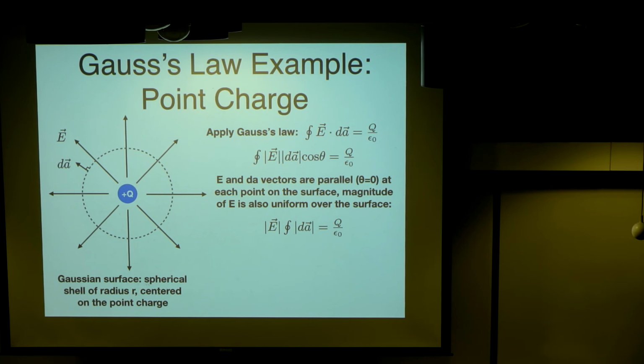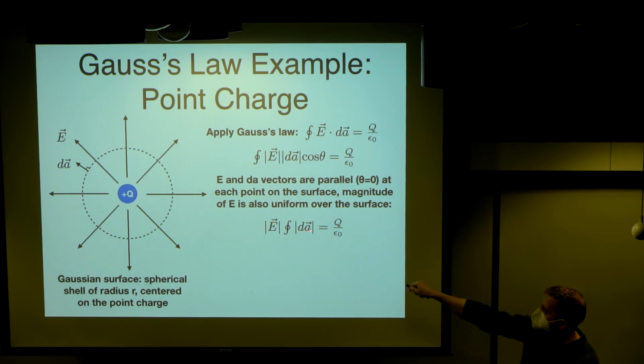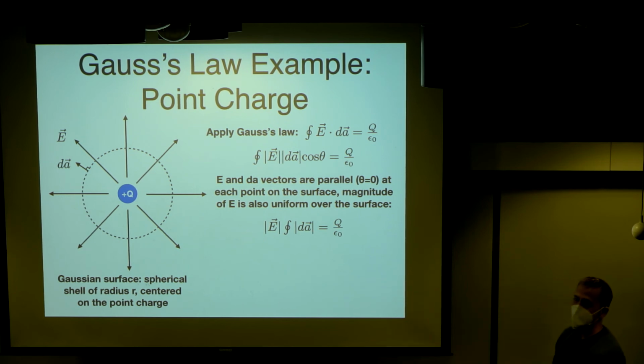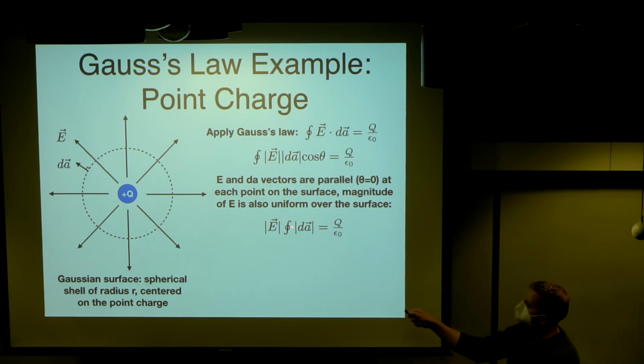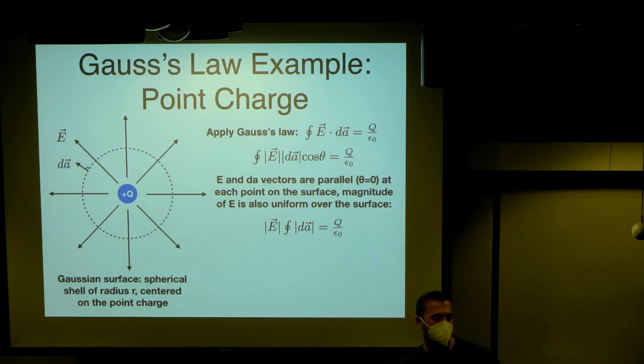Okay? So what that allows me to do is pull the magnitude of E out of this integral because it's constant over the surface. And that's exactly what I want to do, right? If I'm trying to solve for E, I better be able to make this move at some point and pull it out of the integral. Then the only thing I'm left with is the integral over dA. So that would just be my total area for the spherical surface.